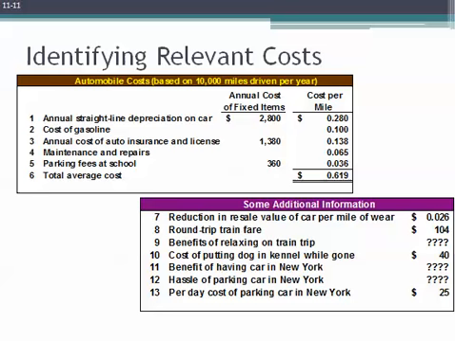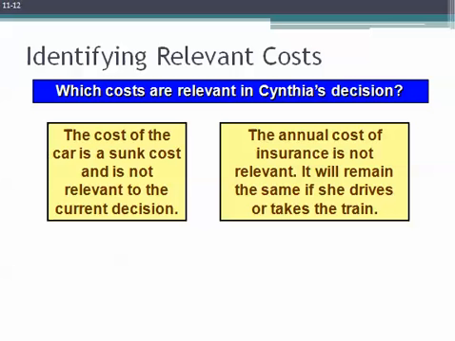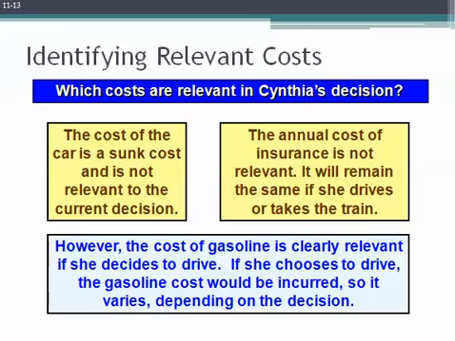Let's go ahead now and identify which costs are relevant to Cynthia in making her decision. The cost of the car is a sunk cost, and it's not going to be relevant to our current decision. Again, a sunk cost is a cost that has been incurred in the past. The annual cost of insurance isn't relevant to the decision either, because the cost of her insurance is going to remain the same whether she drives or takes the train.